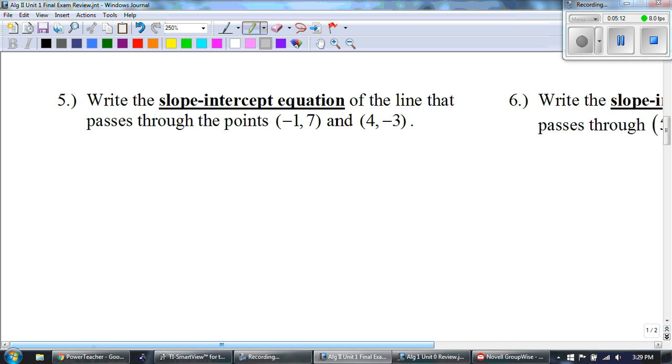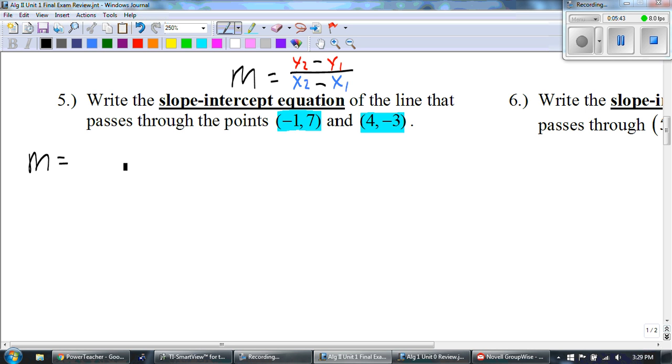So number 5, write the slope-intercept form of the equation of a line that passes through, but all I have are 2 points. So when we have 2 points, the first thing that we have to do is use the slope formula, which is our slope equals y2 minus y1 over x2 minus x1. So the first thing that we have to do is find the slope.